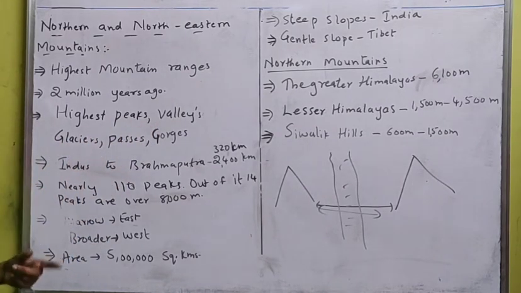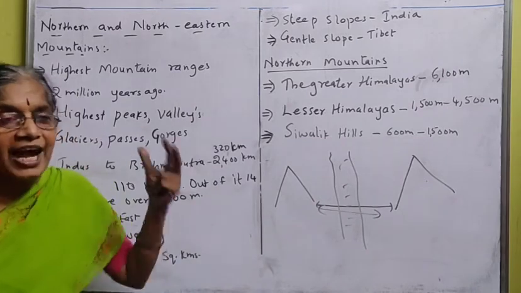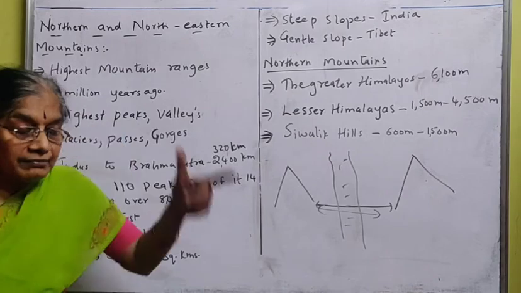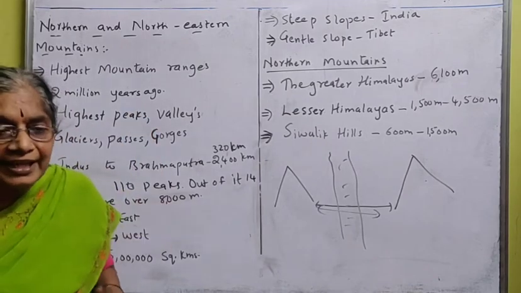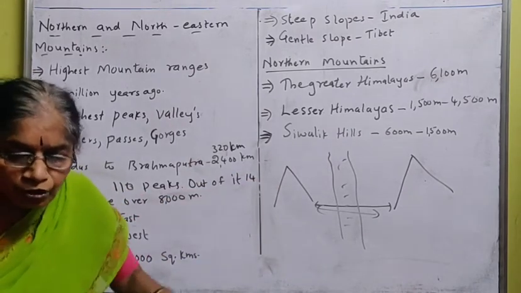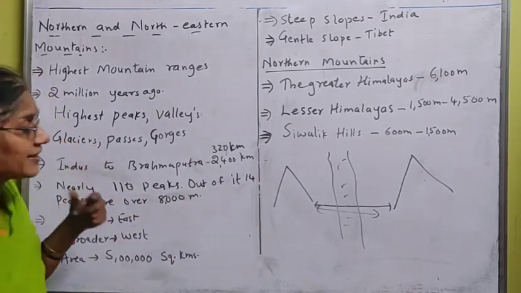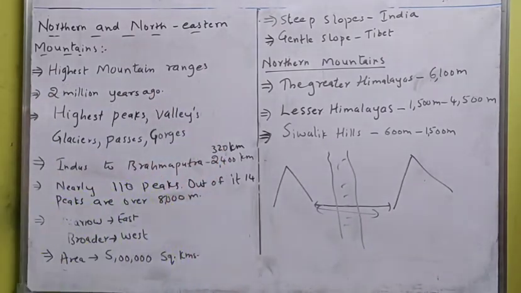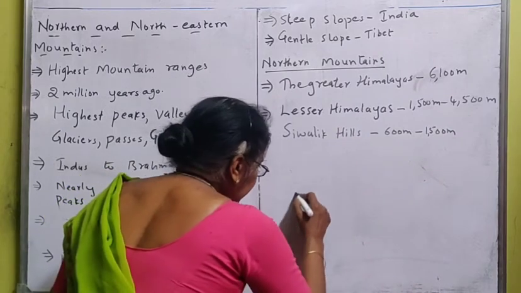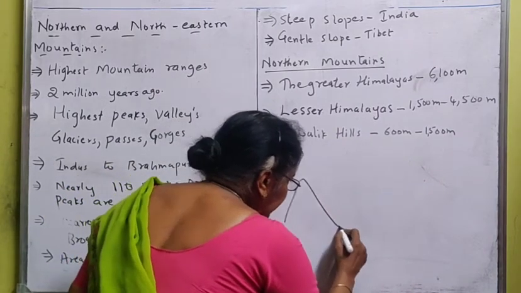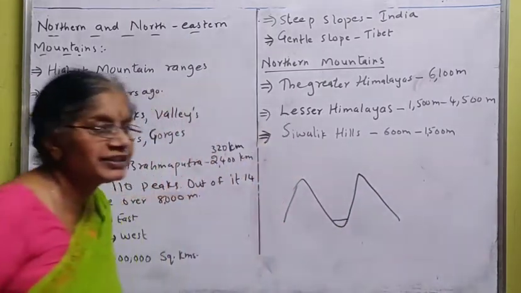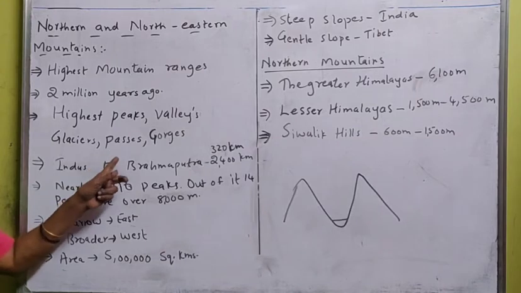Then glaciers are there. What is a glacier? A mass of ice floating in the water. The Himalaya is a very cold place. You can see snowfall, and the masses of ice gather and float in the water. That is called glaciers. Passes. What do you mean by passes? It is a narrow path. If you take this as a mountain, this narrow path is called a pass.